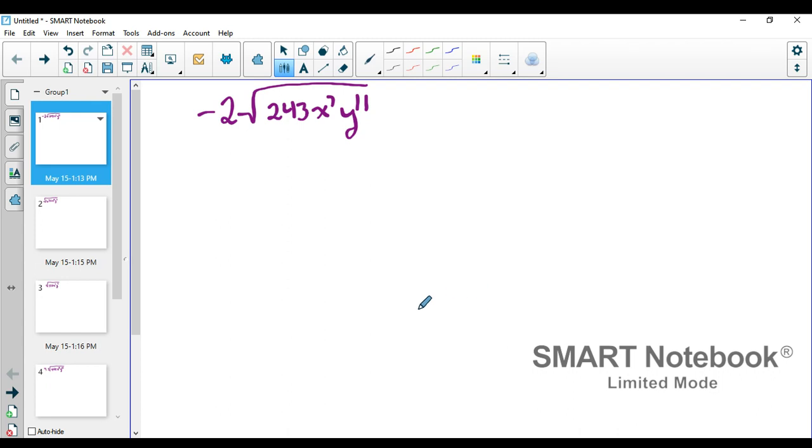All right, so I've had some requests for some more examples on the radical chapter, simplifying radicals and graphing. So we're going to do some more examples of those. So this is simplifying -2 times the square root of 243 x to the 7th y to the 11th.